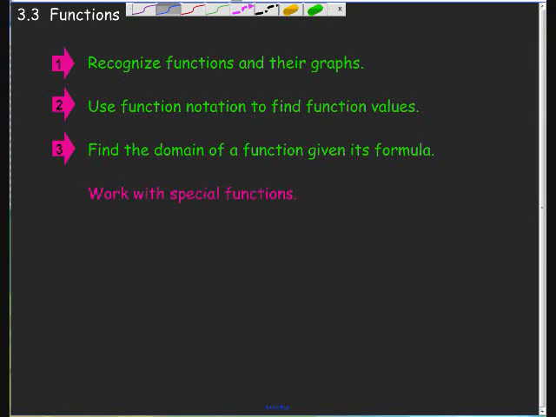Now for the second section, 3. Recognize functions and their graphs. You know so many of them already. What do you already know? You know linear. You know absolute value. You studied these back in Algebra 1. You know quadratic.